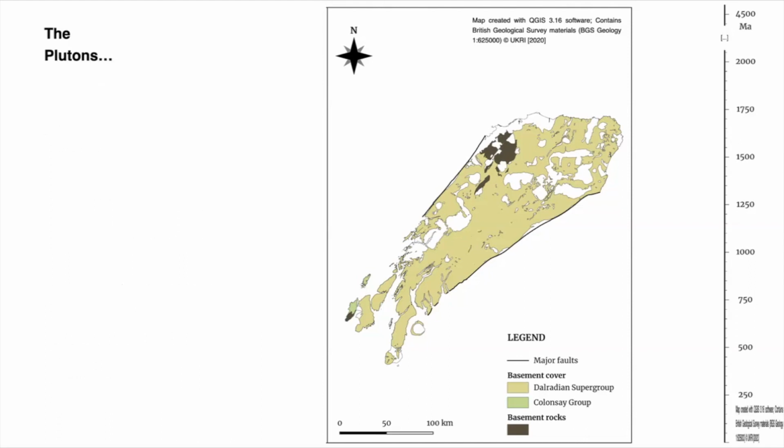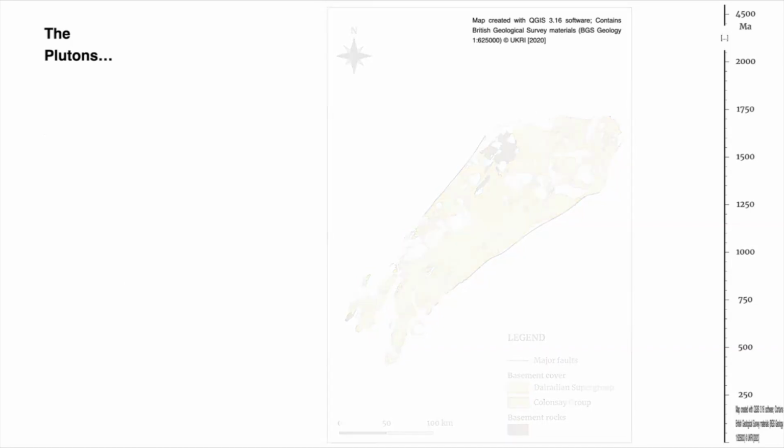If we have another look at this map, the striking thing about it are the many gaps that are spread throughout much of the mainland, which makes the map look like an incomplete puzzle. And indeed, some of the missing pieces represent igneous intrusions, or plutons.